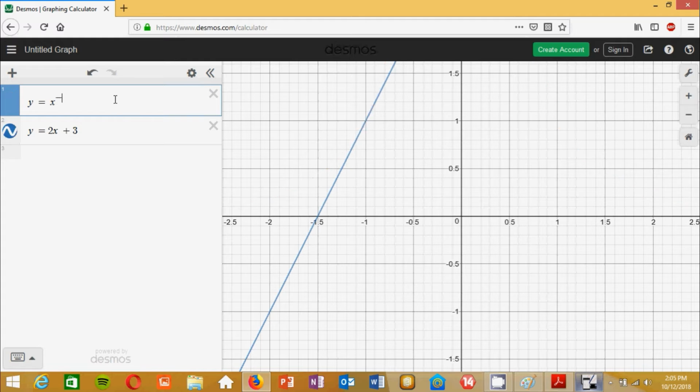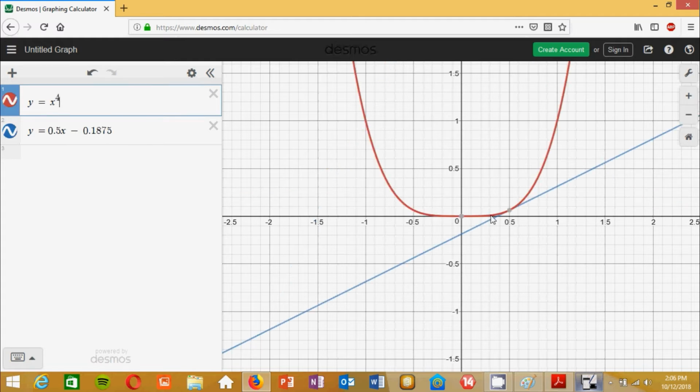Let's say I have the curve y is equal to x to the power 4. Let's say I want to find the gradient at the point when x is 0.5. Well, I draw the tangent there, in this case, which is y is equal to 0.5x minus 0.1875. That's the straight line I draw. And this is my tangent, and the gradient of that tangent is 0.5, so the gradient at that point on the curve is 0.5.